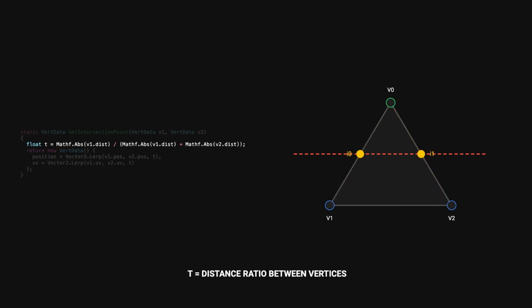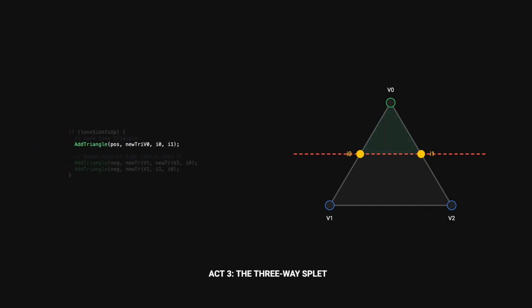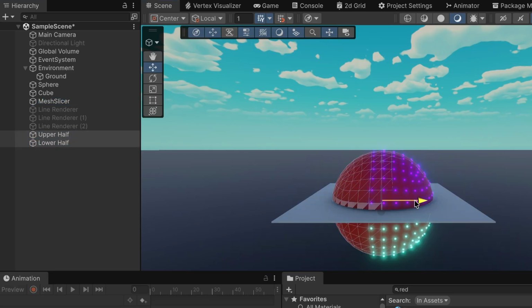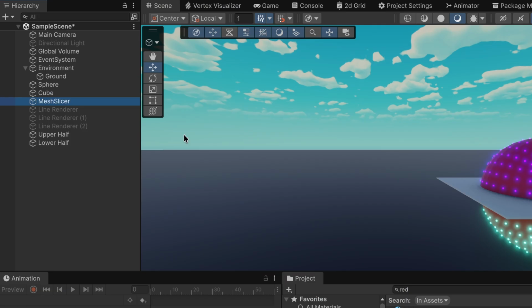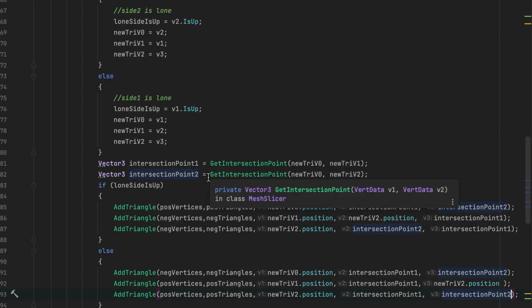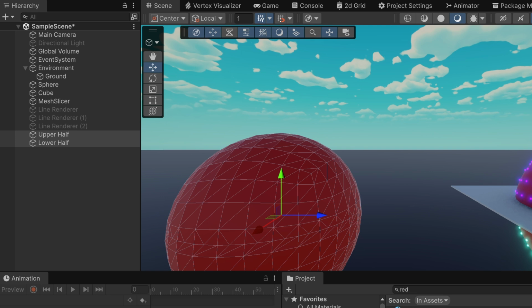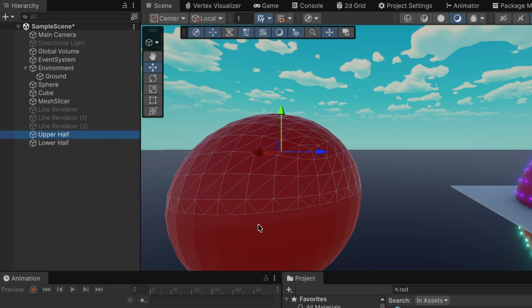To fix this, we subdivide any intercepted triangle into 3 new triangles that fit perfectly on either side of the cutting plane. Took some trial and error for me to get the wrapping orders right, but I eventually figured it out, and now we have a mesh being split in 2 with no gaps.